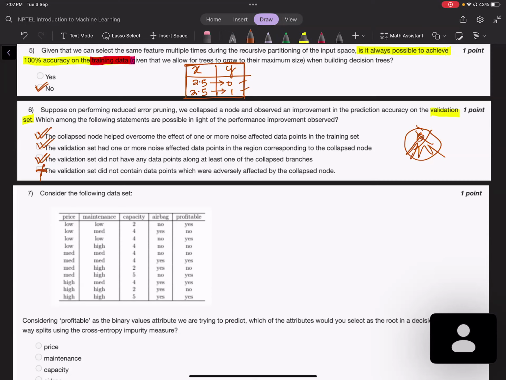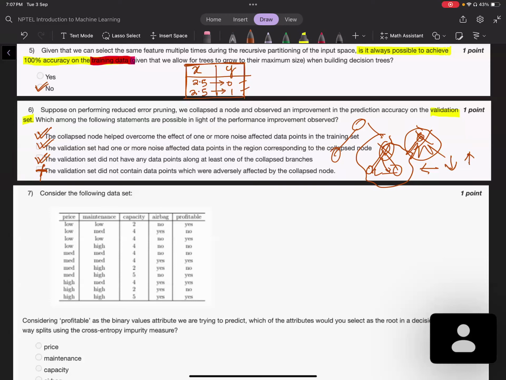So if you just think simply, it is saying that in the decision tree there are some nodes here and there. We collapsed a node. That means we're chopping down the decision tree, chopping a portion of it and making it shorter. This should result in a decrease in accuracy, but somehow we saw that it has increased the validation accuracy, the validation performance. Why is that?